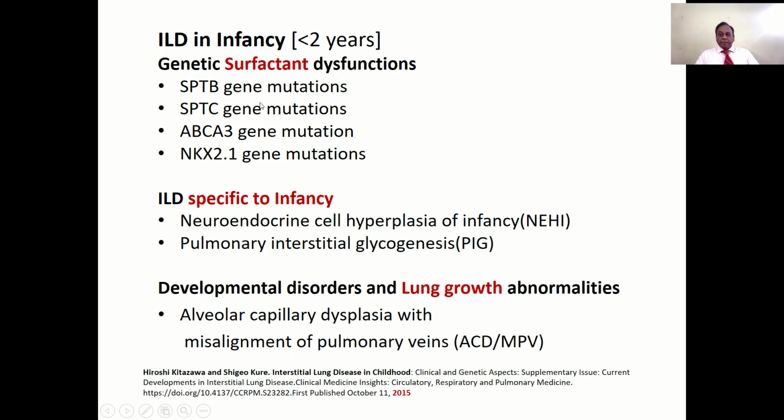This is what I told during my last lecture. ILD in infancy is mostly because of surfactant dysfunctions, namely surfactant B, C, ABCA3, and NKX2. I explained all these in that other video. Some conditions typically happen in infants, and these are found to have a better prognosis, which I also talked about. I also gave an example of a developmental disorder associated with lung growth abnormality, typically called ACD/MPV. These are all lung biopsy findings. I think we are not going to discuss all these things because I covered these topics in the last video.